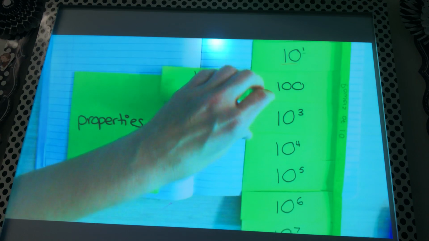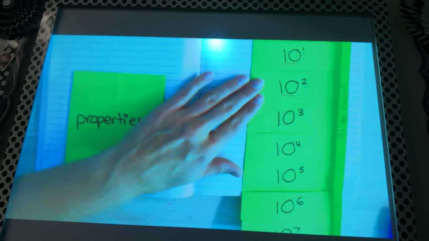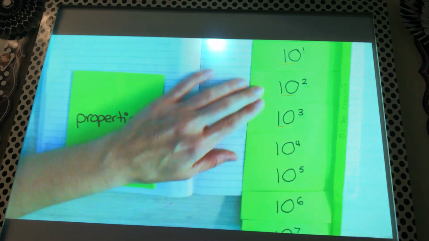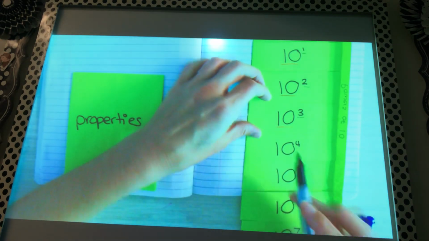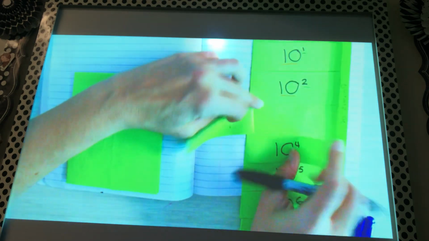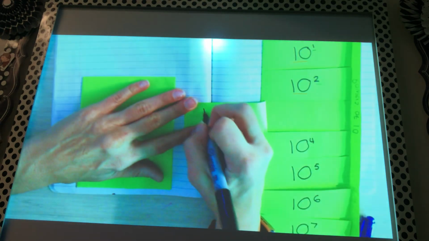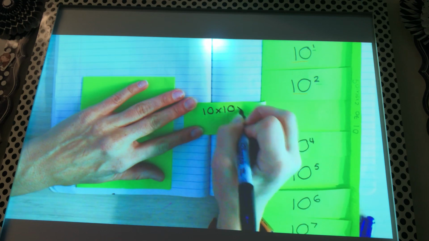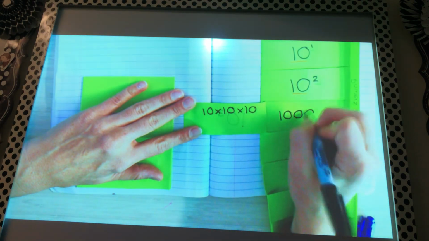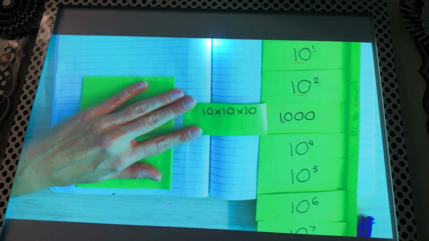Then I go down to the next, 10 to the 3rd. I have a base of 10. I have an exponent of 3. That means my base repeats 3 times as a factor. So that would be 10 times 10 times 10, which is 1,000. Every 3 digits, comma in front.